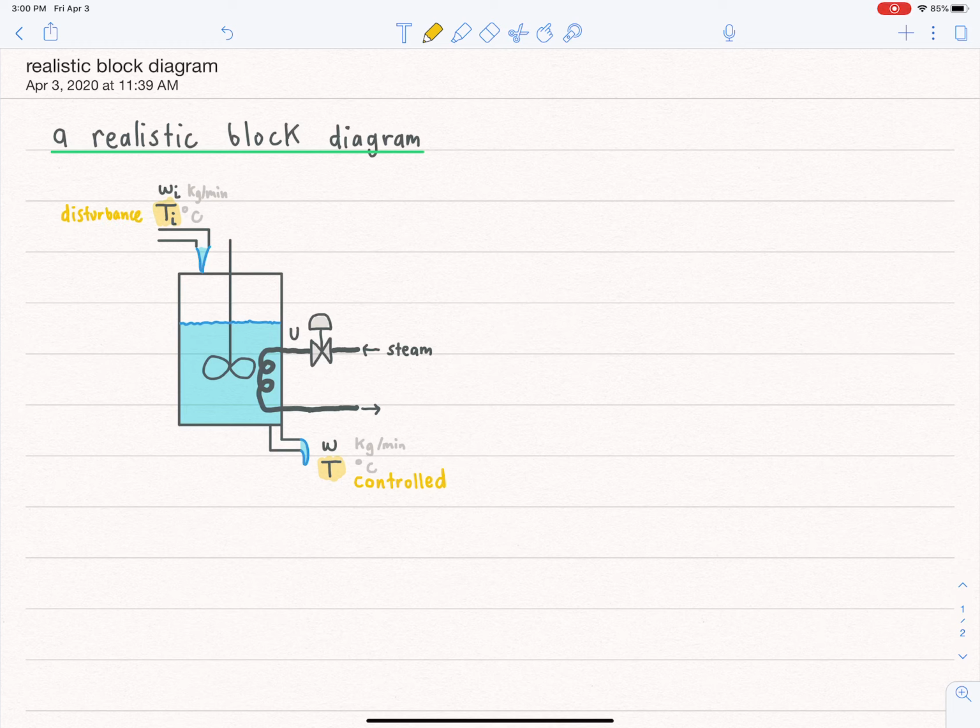Input temperature. So this is output. I'll say temperature of the output stream. That's what we're trying to control because the goal is to heat the liquid to a desired temperature. And this is the temperature of the input stream.